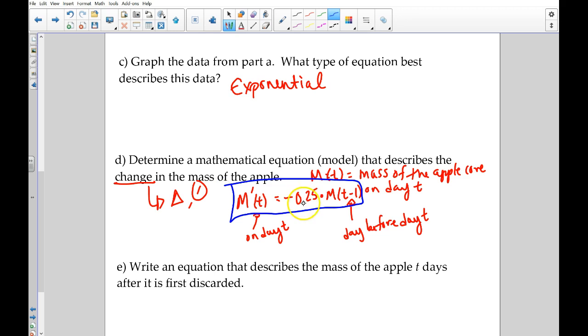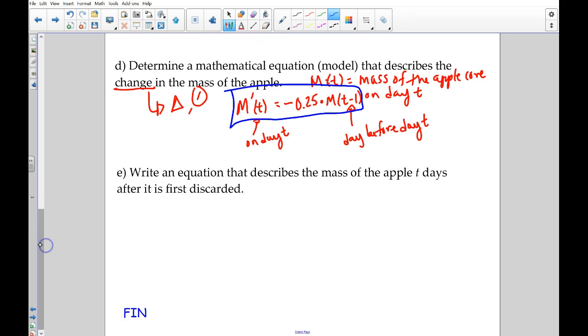So again, it loses, or it decreases by 25% of the mass on day t minus 1. And then part E says write an equation that describes the mass of the apple t days after it is first discarded. Now the mass of the apple t days after, well, that's m of t, the mass of the apple on day t.